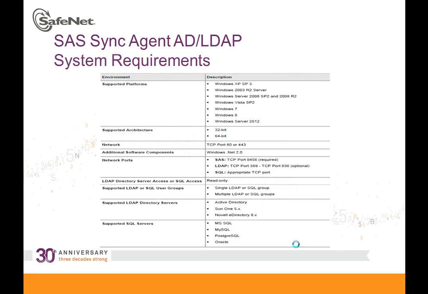So there are some system requirements for the LDAP sync agent. We do support it on pretty much every Windows platform: XP, 2003, 2008, Vista, 7, 8, 2012. We do provide packages both in 32 and 64-bit. We do have some network ports, so SAS communicates on TCP 8456. We communicate to the LDAP on 389 or 636. And again, depending on which SQL we're syncing, you'll see that in the next section, there are ports also that are mandatory as well.